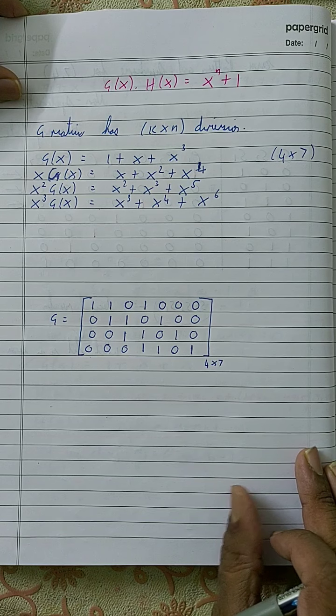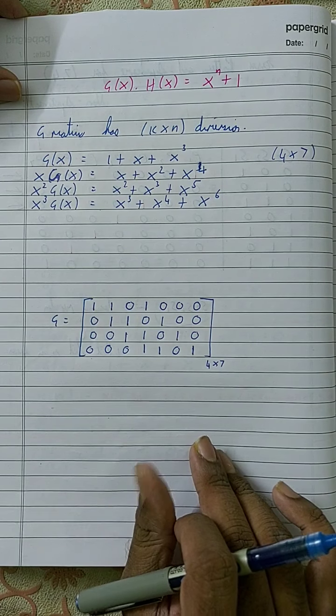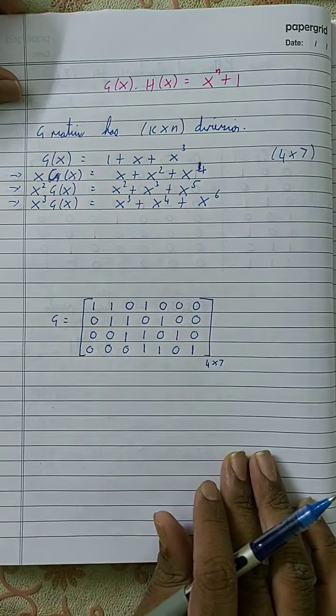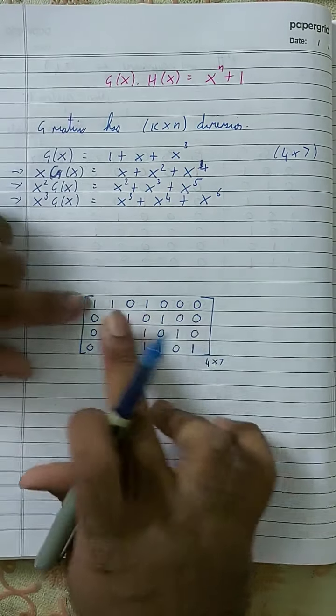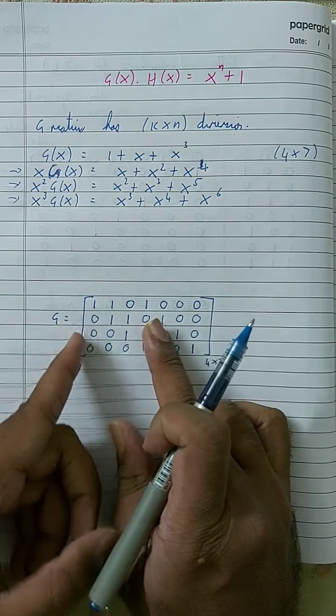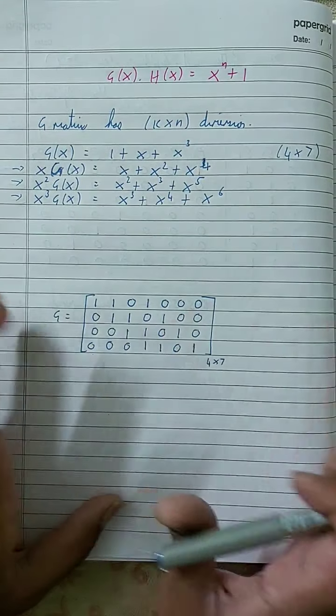Okay. So now I think by now you have already understood what the shortcut method is. The shortcut method is that you don't have to write these three rows. Once you know how to write g(x), that is your first row. Once you write the first row, when you write the second row, simply shift it by 1 bit. That's all you need to do. Simply shift it by 1 bit.